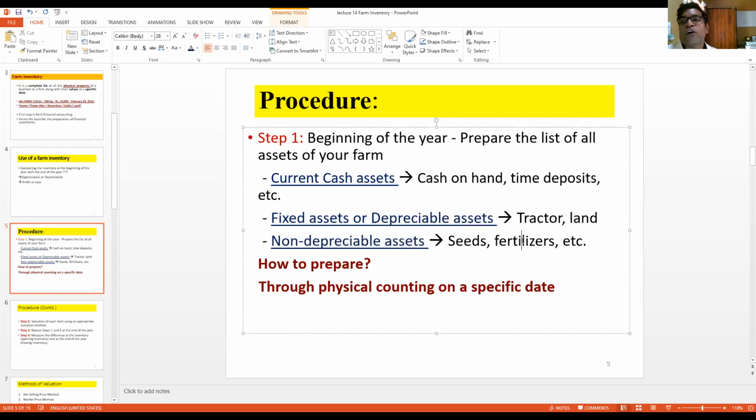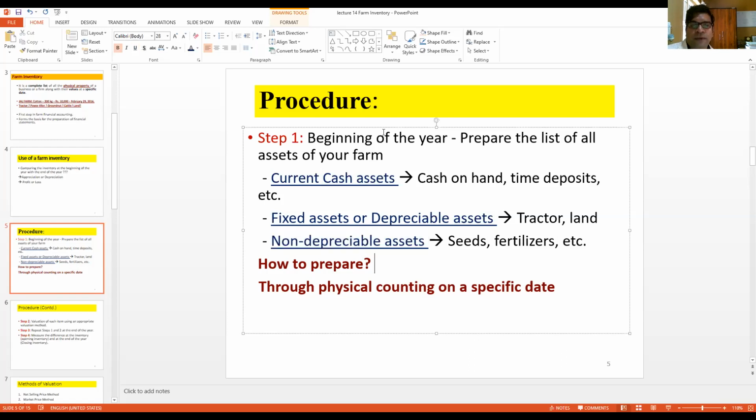Or if he is harvesting cotton, groundnut, what will the farmer do? He will be storing it for some months and then he will sell it off. So there is no depreciation. So all these assets are called non-depreciable assets. So we have only three categories. First is cash assets or current monetary assets. And then we have fixed assets or depreciable assets. And then we have non-depreciable assets.